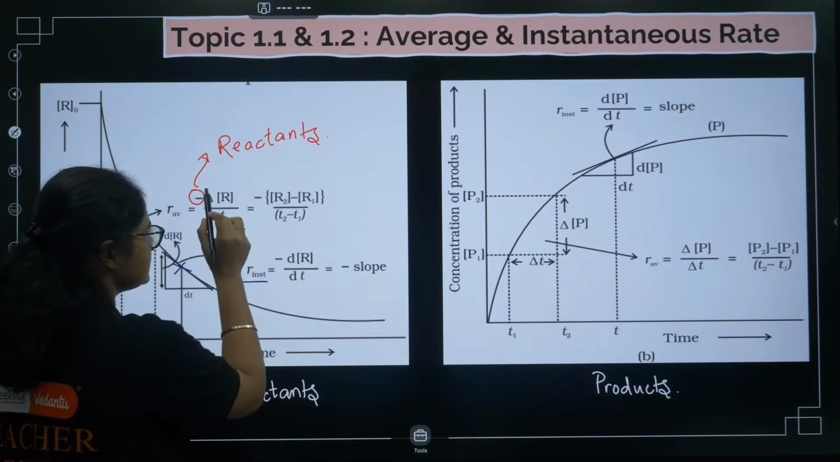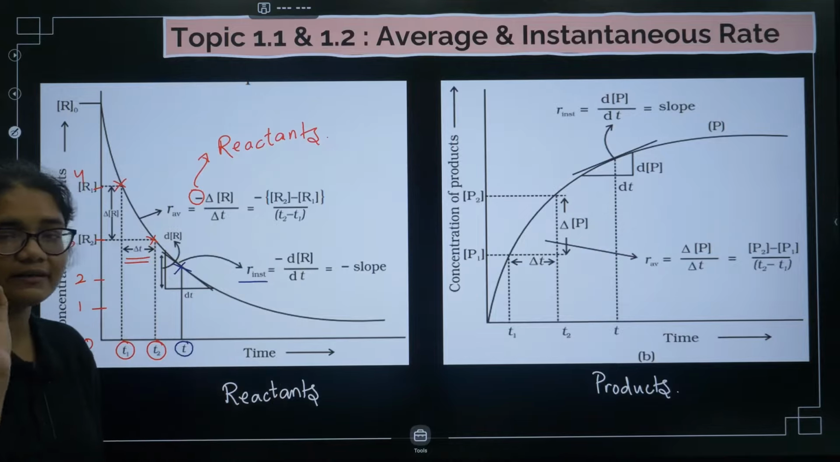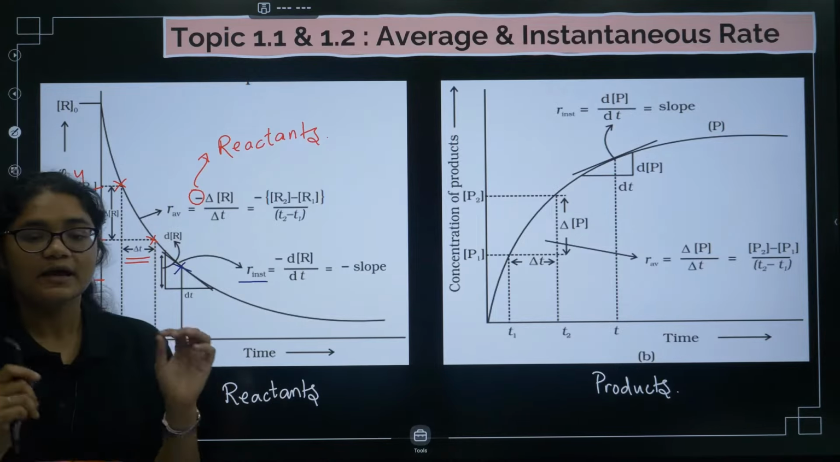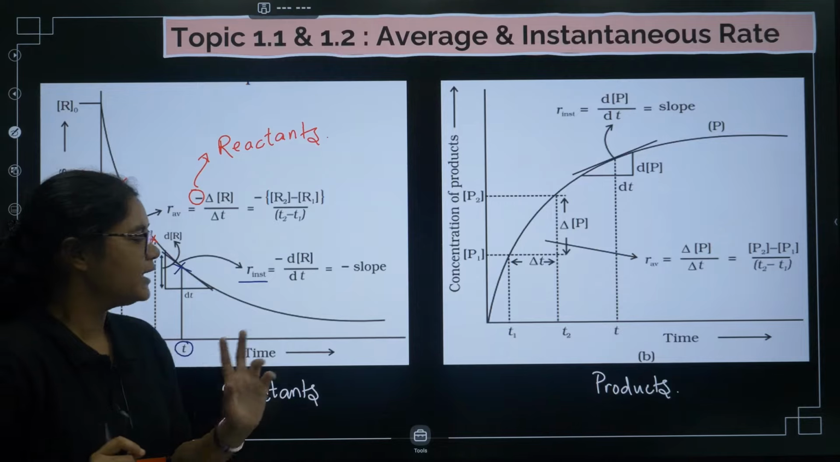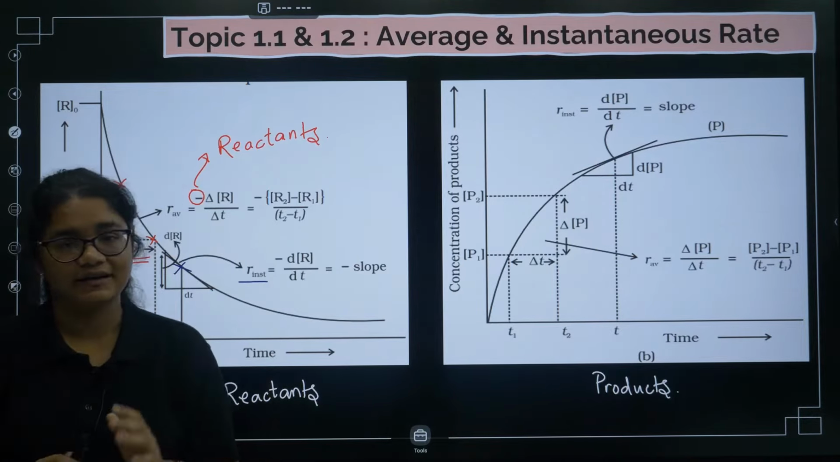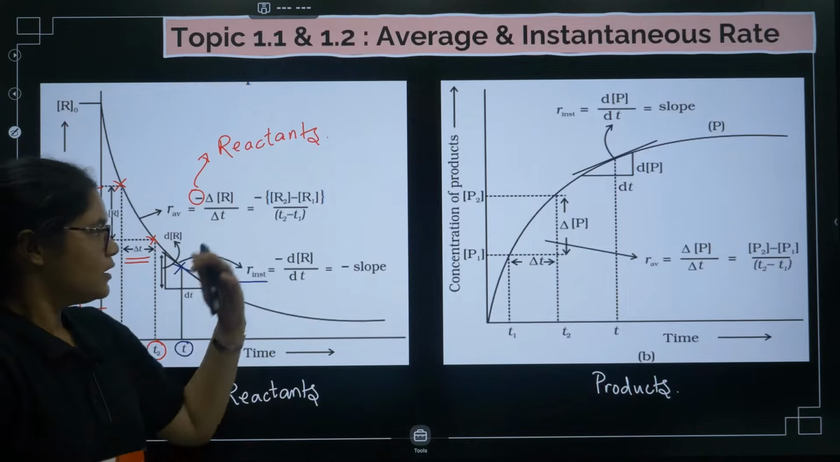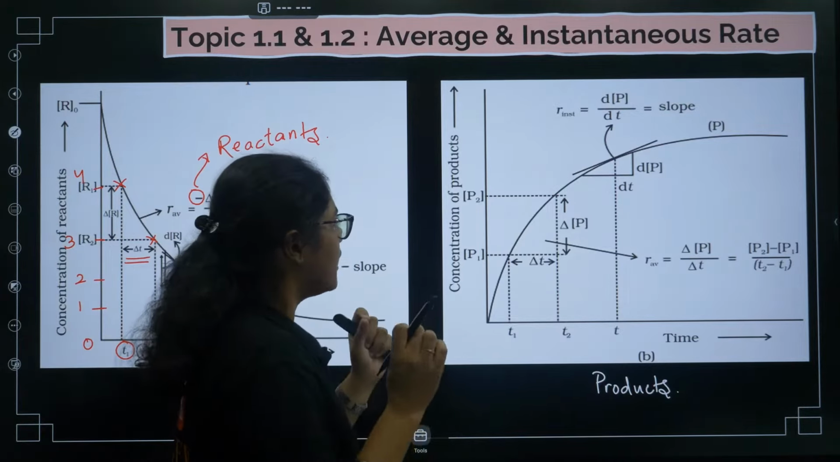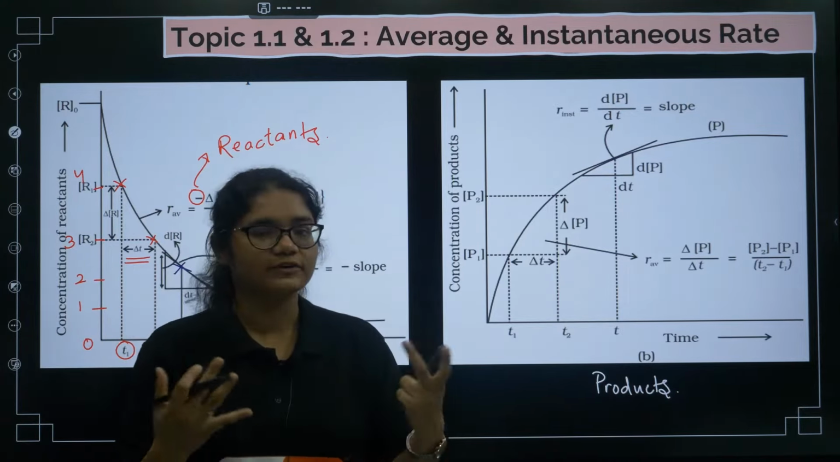We do not use this delta. Why? Because the time interval is very small, right? So we need to use minus dR by dt. And this will give you the slope of this tangent, will give you the instantaneous rate. Getting? Okay, now coming to the concentration graph for the product side.